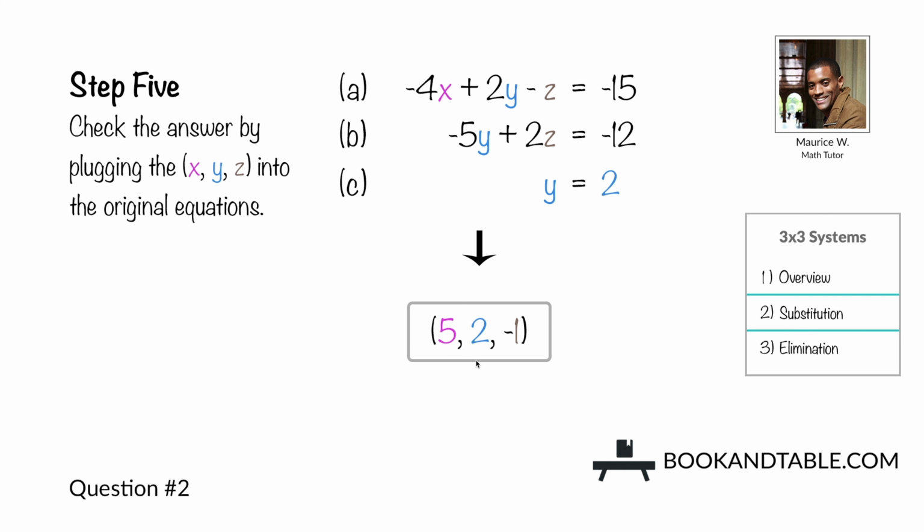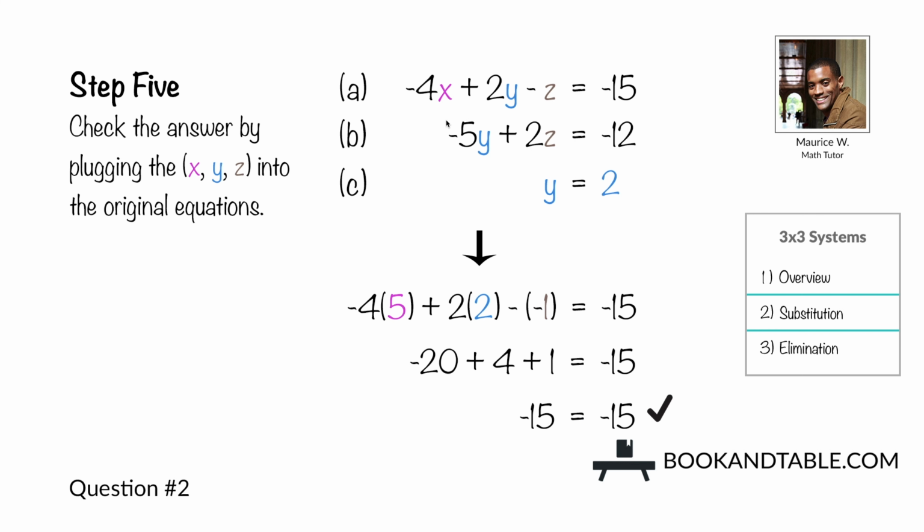And now step 5, check the answer by plugging the x, y, z values, 5, 2, -1, into the original equations. When we do so, we get -4 times 5, which is -20, plus 2 times 2, which is +4, minus -1, which is +1. 4 plus 1 is 5. -20 plus 5 is -15. So the true statement, -15 is equal to -15, confirms that x is equal to 5, y is equal to 2, and z is equal to -1 for equation A.